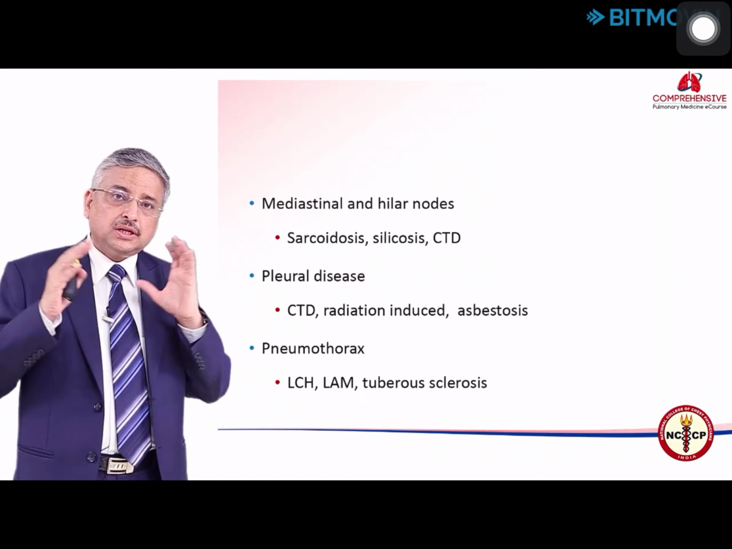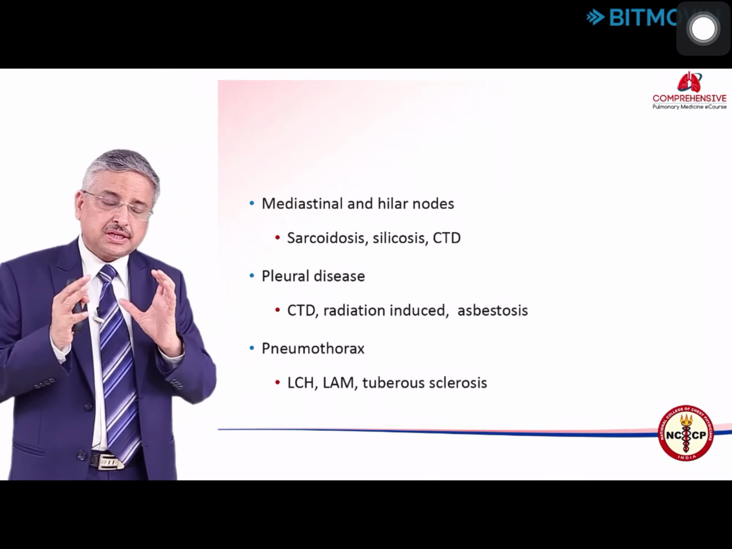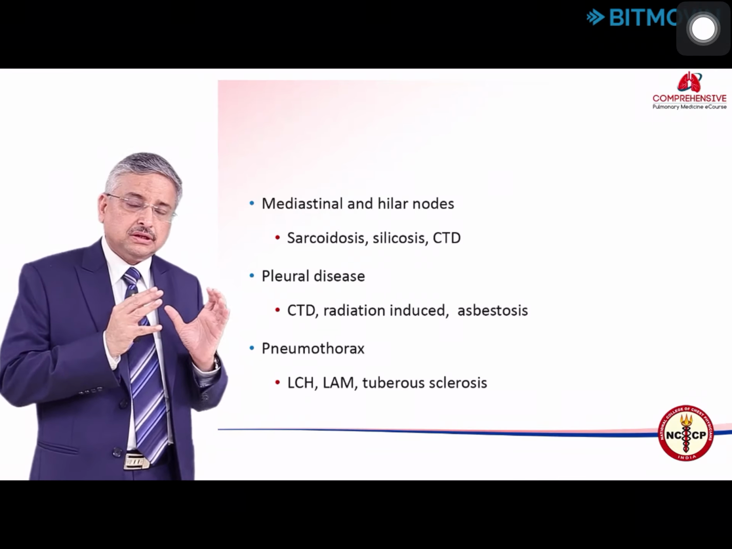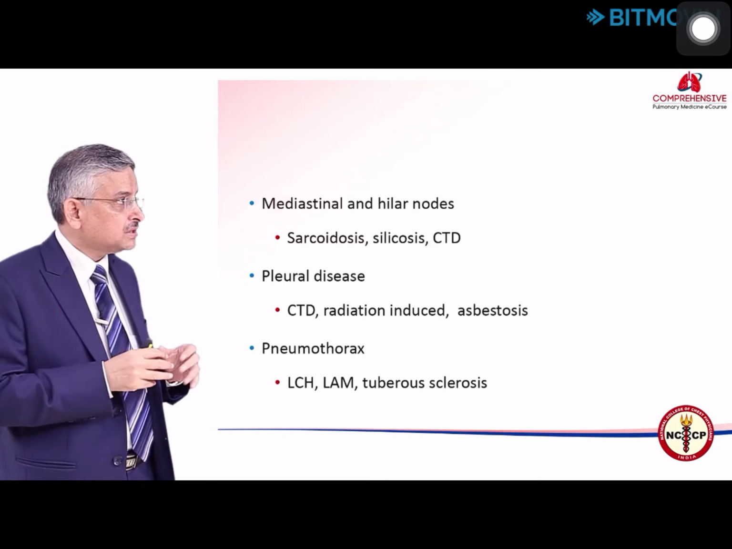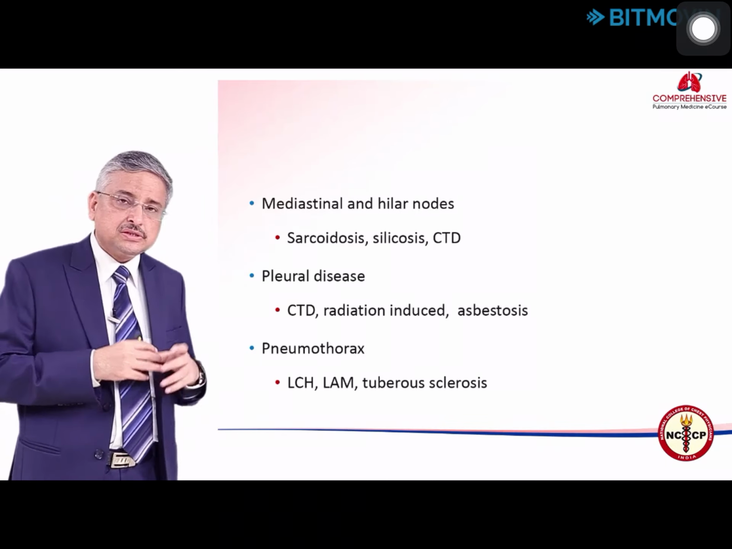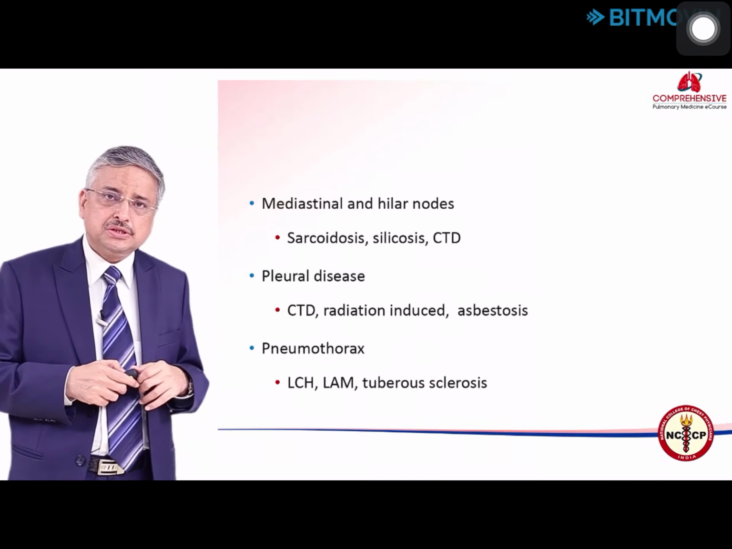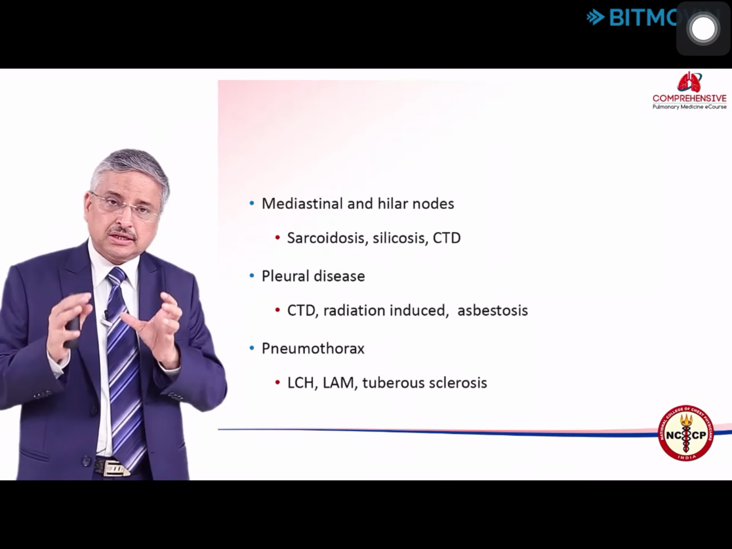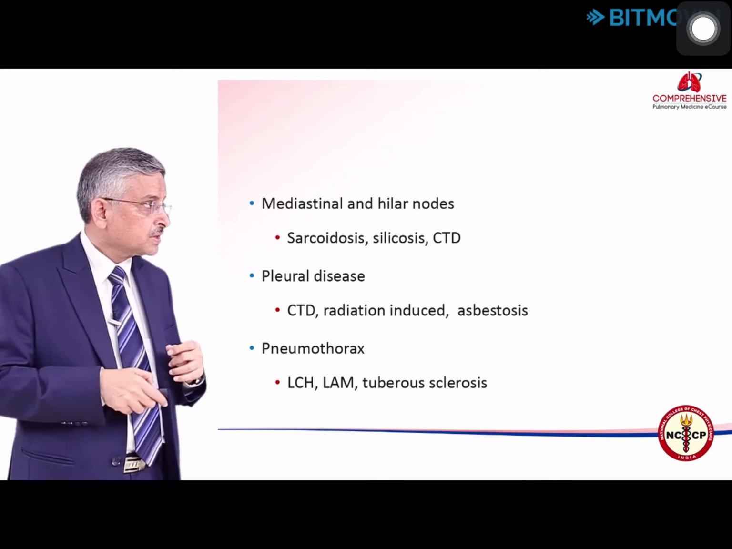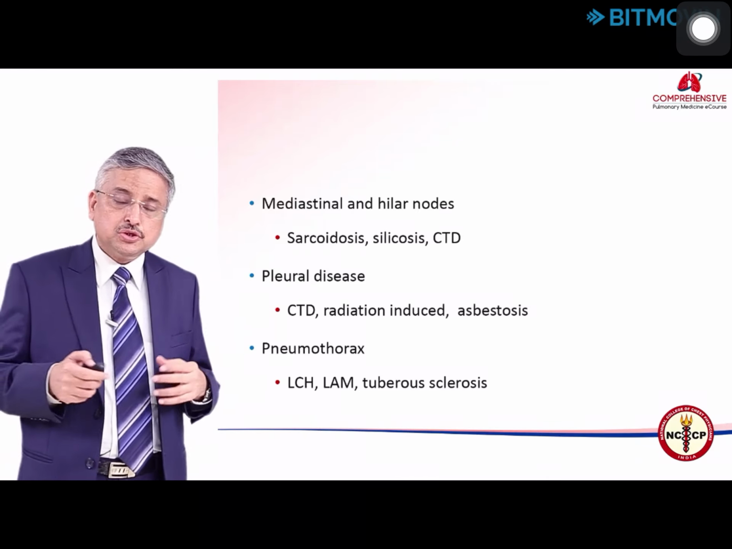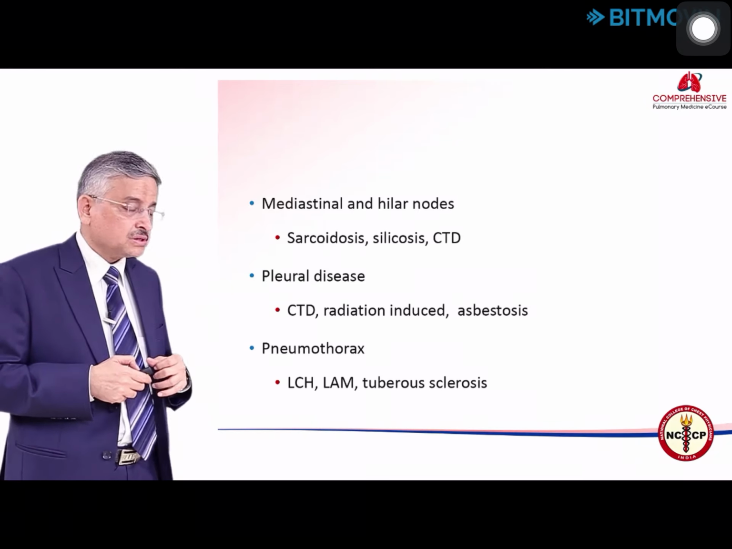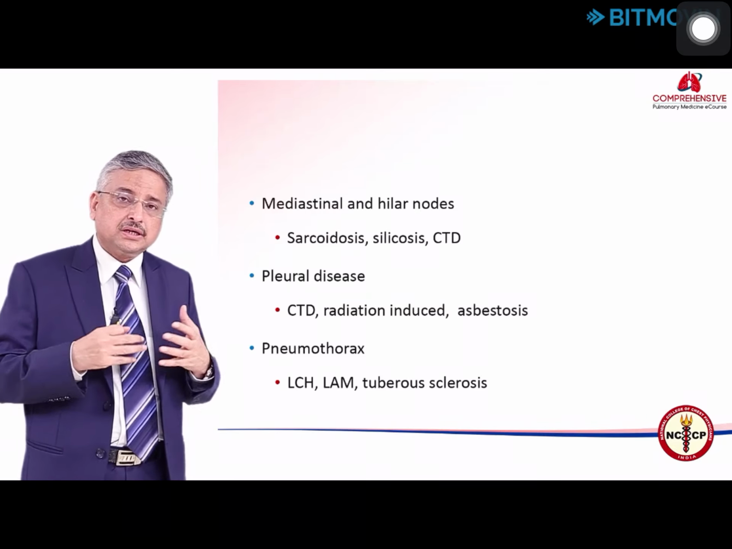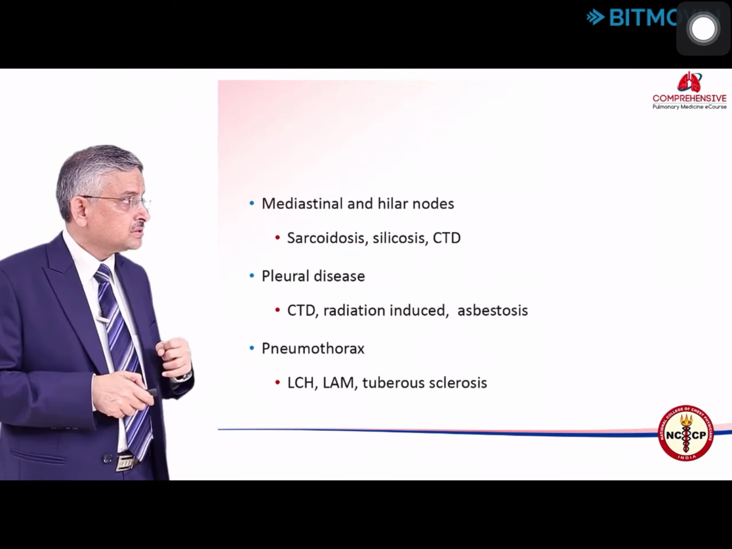But look beyond the lung in your CT scan. So, if you have a CT scan, just do not look at the interstitial pattern, look at the mediastinum. If there are mediastinal nodes, think of sarcoidosis, silicosis, and occasionally in connective tissue disease also you can have mediastinal nodes. If there is pleural involvement along with ILD, think of CTD, radiation induced pneumonitis and asbestosis. And if you have a patient who has recurrent pneumothorax, then you are looking at LCH, LAM or tuberous sclerosis.